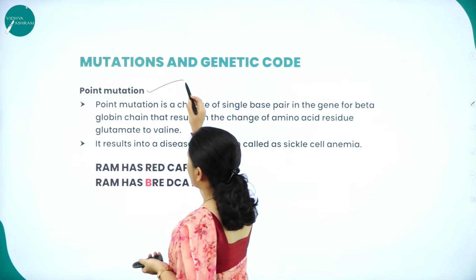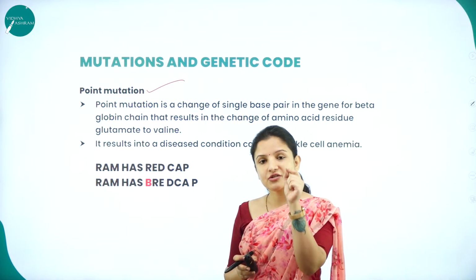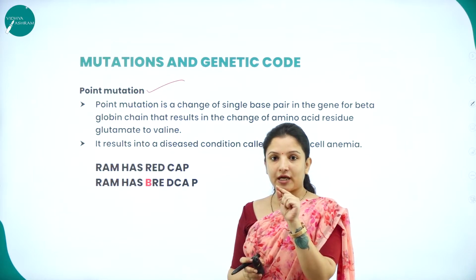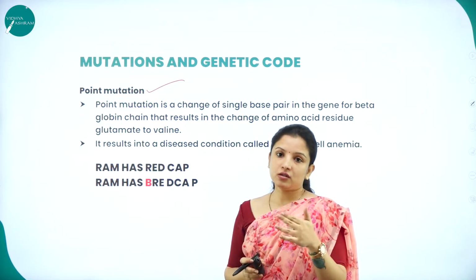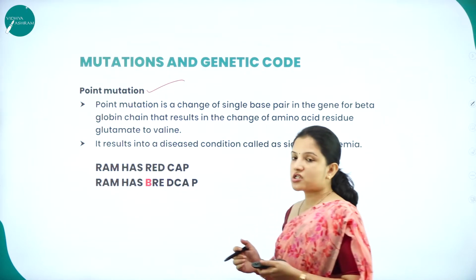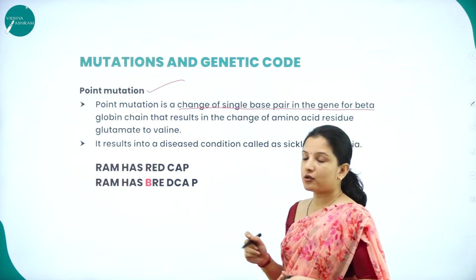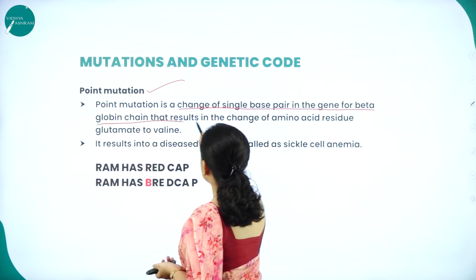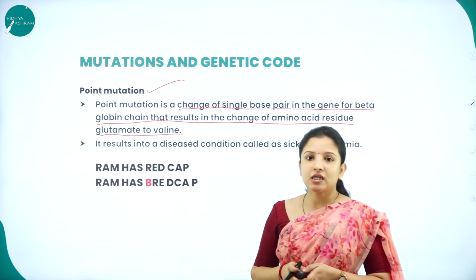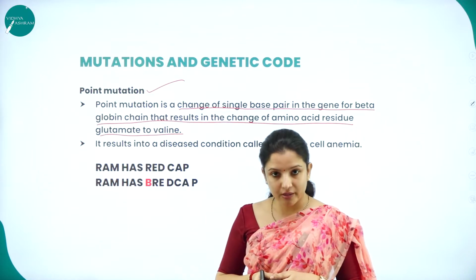The first one is point mutation. The name itself suggests a point: at one particular nucleotide, the change of the nucleotide will occur. Point mutation is a change of a single base pair in the gene for the beta globin chain that results in the change of amino acid residue glutamate to valine. Here they have taken the example of glutamate to valine. Glutamate is also an amino acid.